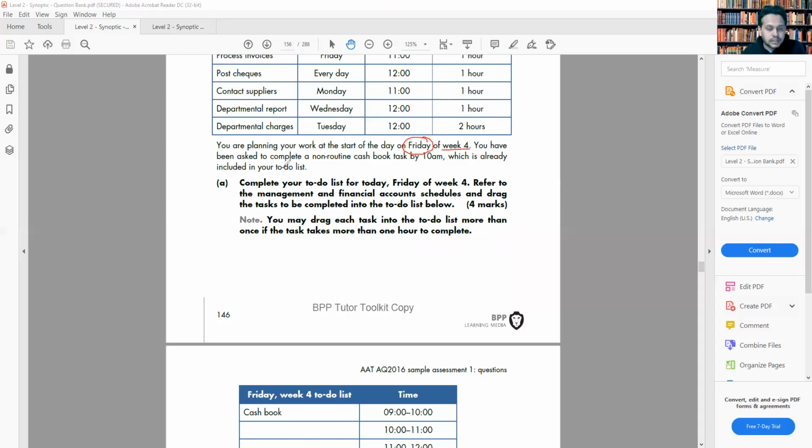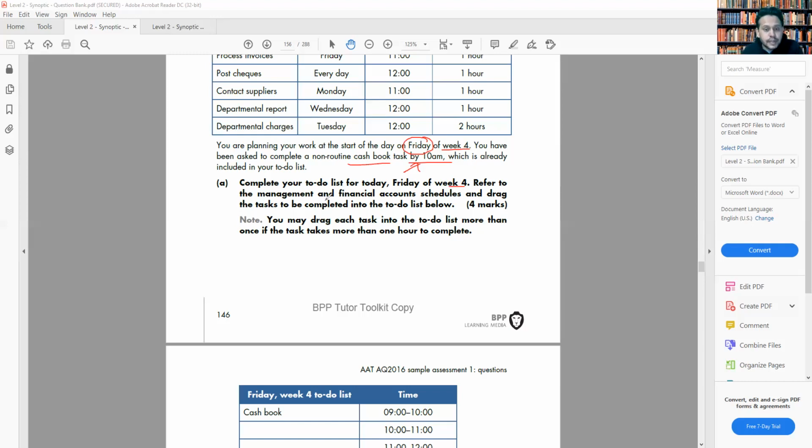You have been asked to complete a non-routine cash book task by 10 a.m. So they ask you to do a work that is non-routine. So this is not on your plan. That is not on your schedule. They ask you to complete a work by 10 a.m. for the cash book. So that means you start at 9 and you finish by 10 for the cash book, which is already included on your to-do list. So what you will do, this one is already included. That's fine. Now the requirement here is complete your to-do list for today, that means Friday of week number 4.